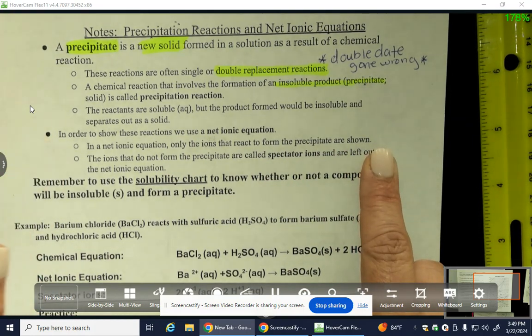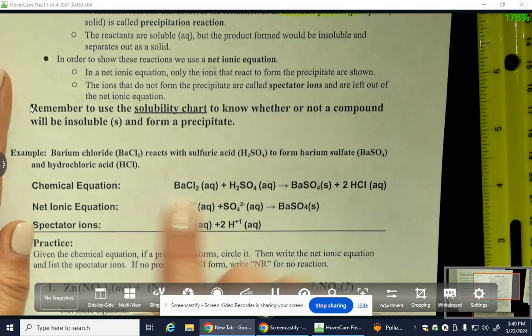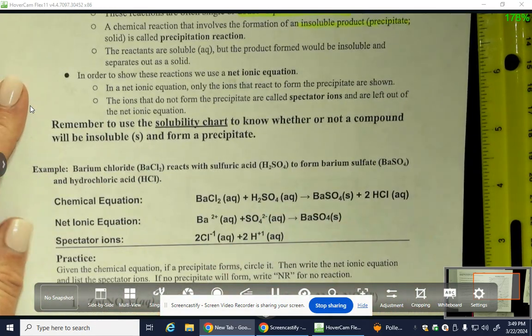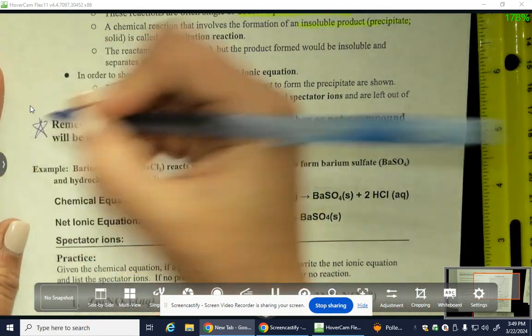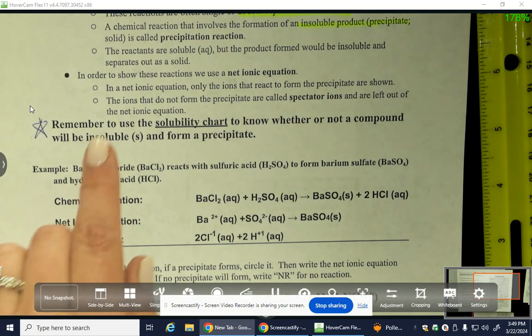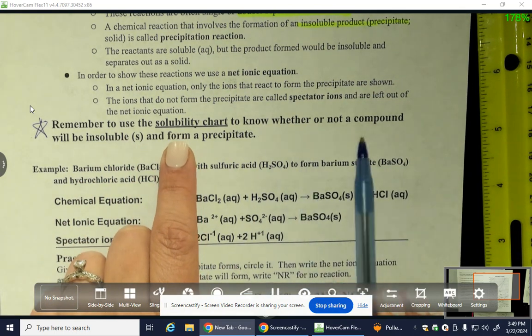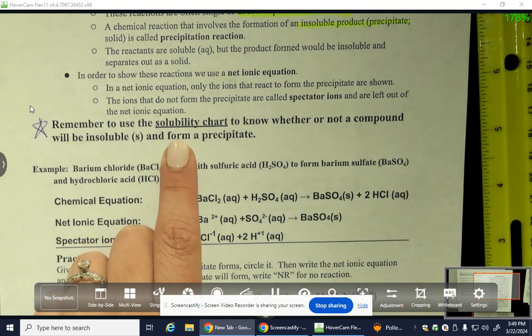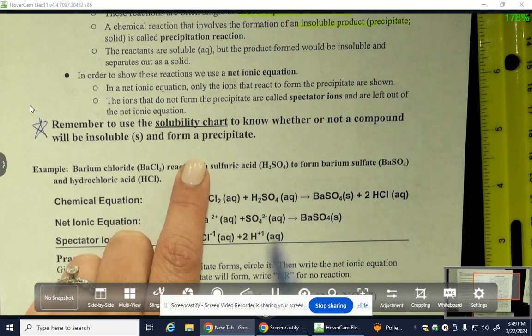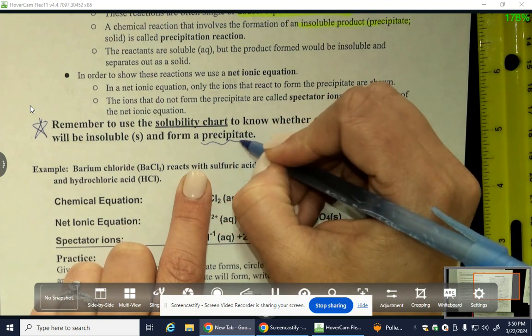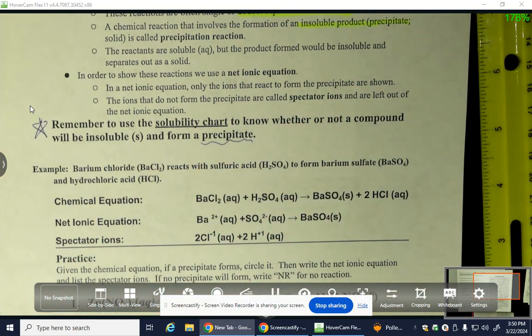So the net ionic equation is just going to be a summary of a chemical equation. But this statement right here, I just want to hit that this is the reason we're doing what we're going to do today. We have to use our solubility rules to know whether or not that reaction occurred, because we have to know that something turns out to be insoluble. We have to know that we form this precipitate, right?